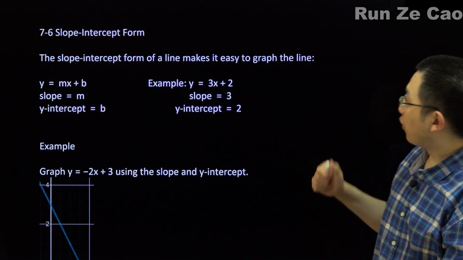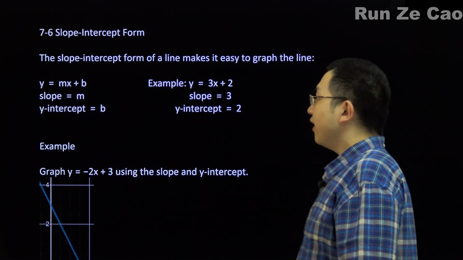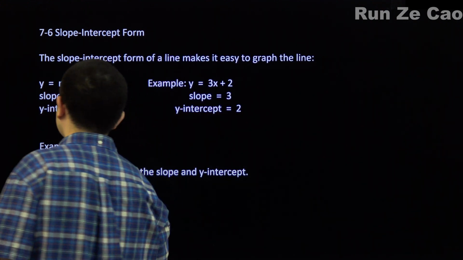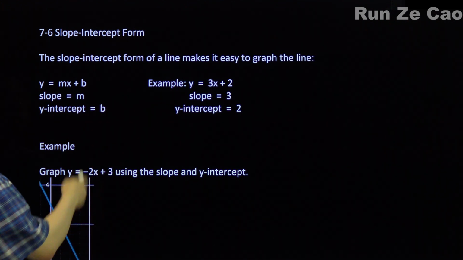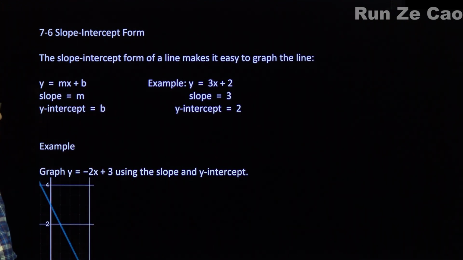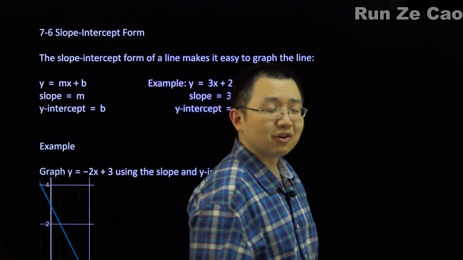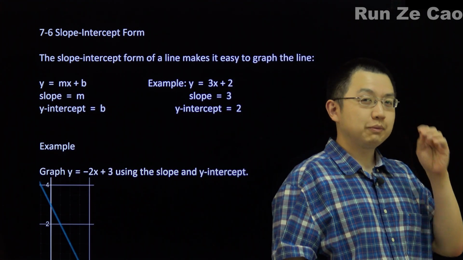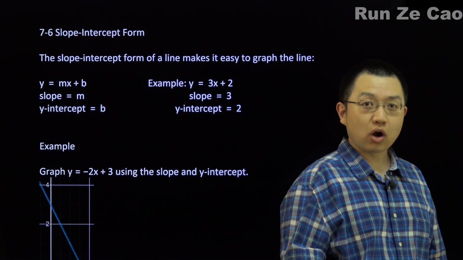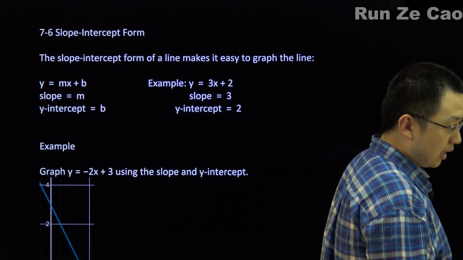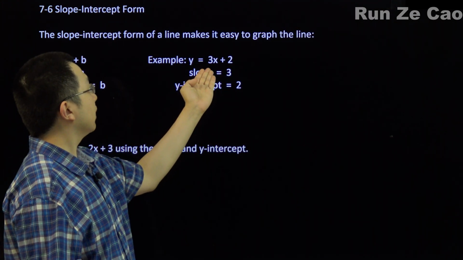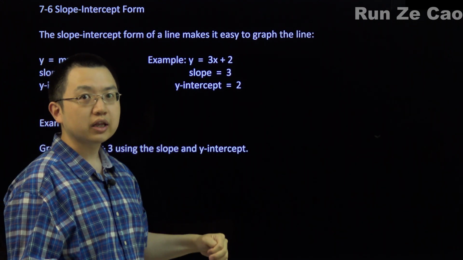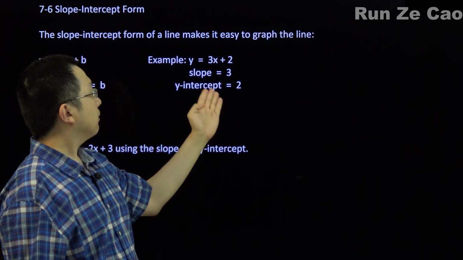The slope-intercept form of a line makes it easy to graph. For example, y equals mx plus b. The slope is m, and the y-intercept is b. Because when x equals 0, well, y equals b. And where is x equals 0? Oh, that's the y-axis. So b would be the value at which the line crosses the y-axis. For example, y equals 3x plus 2. The slope is 3, so for every 1 that x changes, y changes by 3. And the y-intercept is 2.